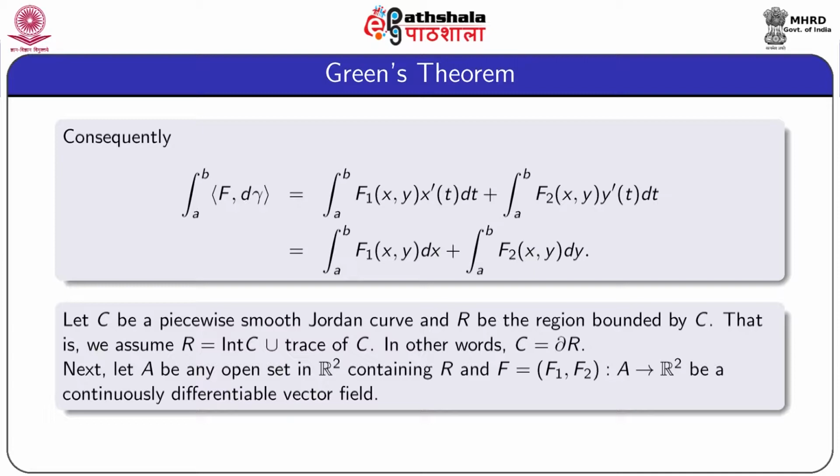Let C be a piecewise smooth Jordan curve and R be the region bounded by C. That is, we assume R equals the interior of C union the trace of C. In other words, C is the boundary of R. Next, let A be any open set in R2 containing R, and F from A to R2 be a continuously differentiable vector field. The components of F are F1, F2. So, F1 and F2 are two differentiable scalar fields defined on the set A.